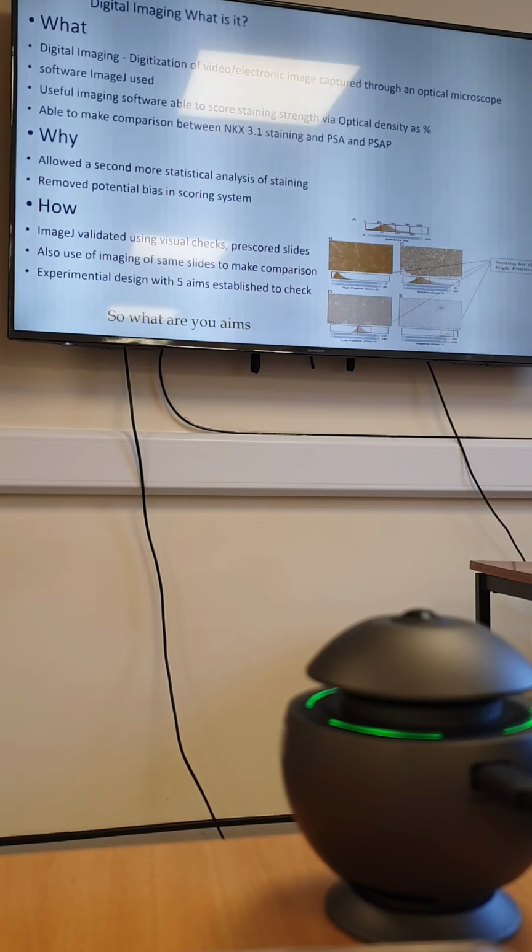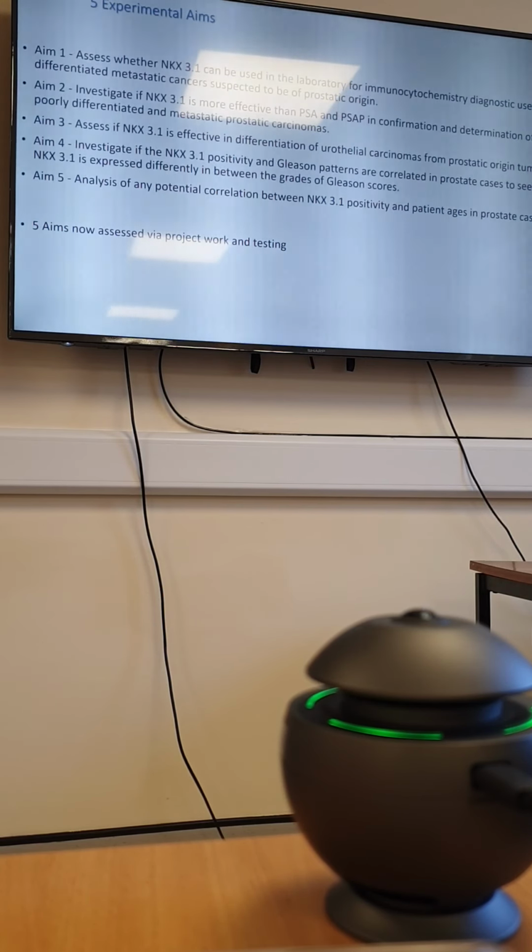So what were my aims? The 5 aims are listed here. I won't go through the whole detail because you can read that, but the first aim was to show that the NKX staining was acceptable, so we could use the NKX to say this is a metastatic prostate cancer. The second aim was to compare NKX with the PSA and PSAP, which were the 2 current antibodies we were using, and to show this was going to be more effective.